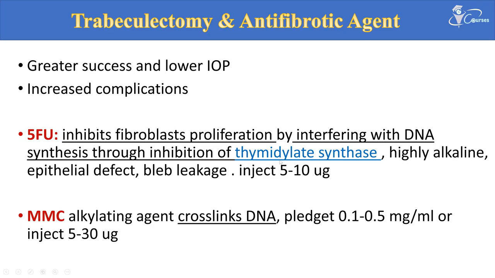This is highly alkaline. What are the side effects? It will cause epithelial defect and blood leakage. And in this case, we should inject 5 to 10 microgram. Mitomycin C is another agent. It's called an alkylating agent. The mechanism of action is that it will cause cross-linking to the DNA. It is applied in the form of a pledget that is soaked with 0.1 to 0.5 milligram per milliliter, or injection of 5 to 30 microgram of mitomycin C.